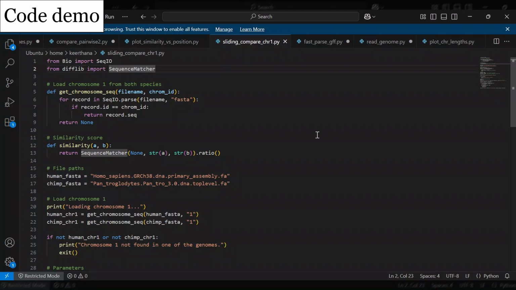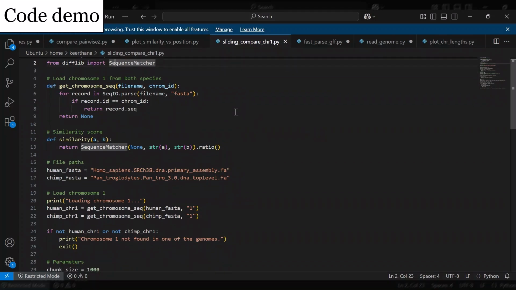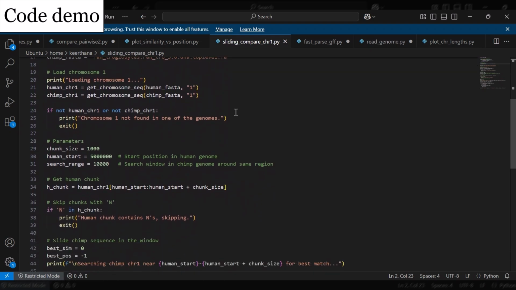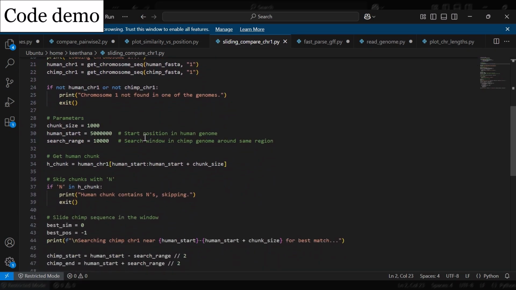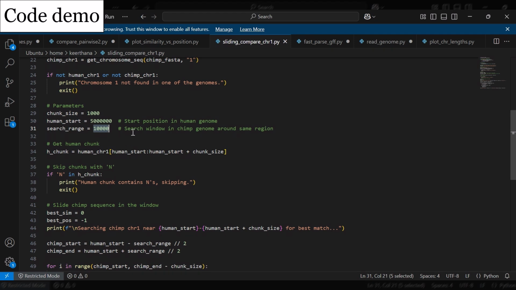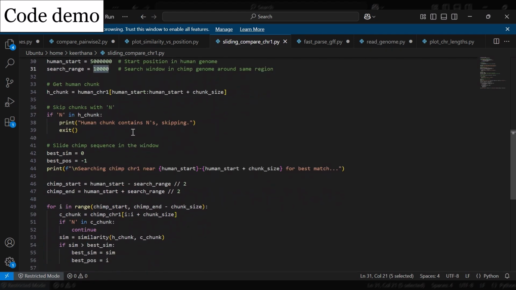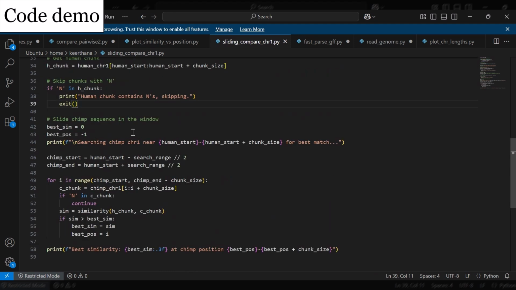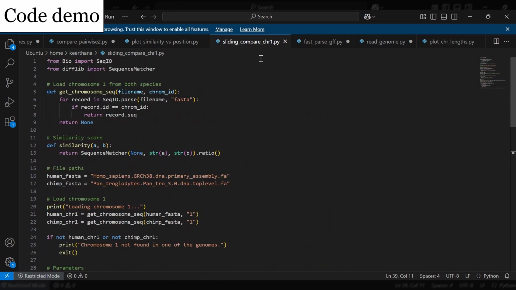This is the slide compare method. Here we are loading the chromosome, then checking the similarity. So this is a window sliding method. So the chunk size is 1,000 base pairs, and we start at this position, and with the window size of this range, we search the chimpanzee region, and the result is also there in the further slides.